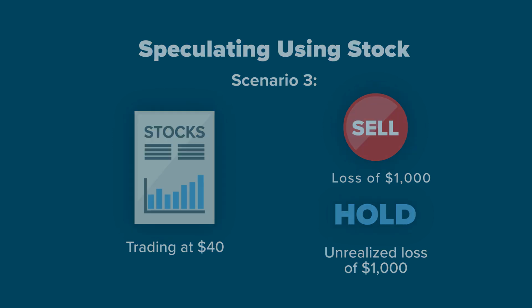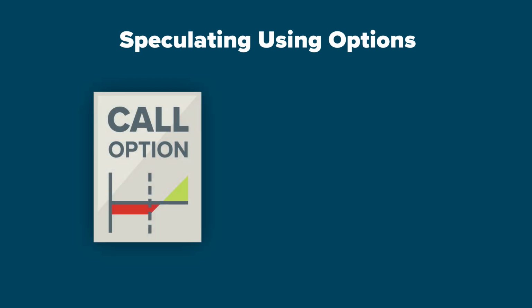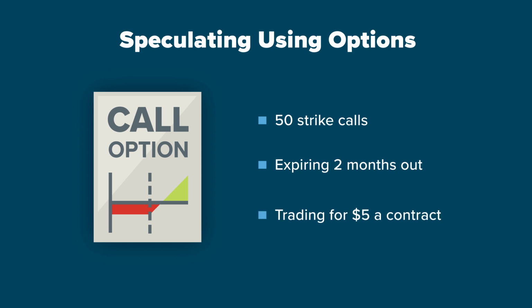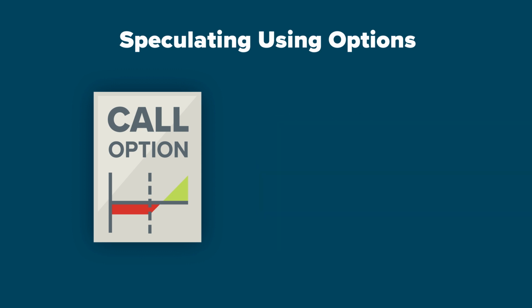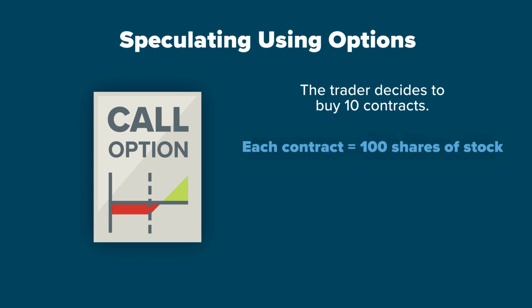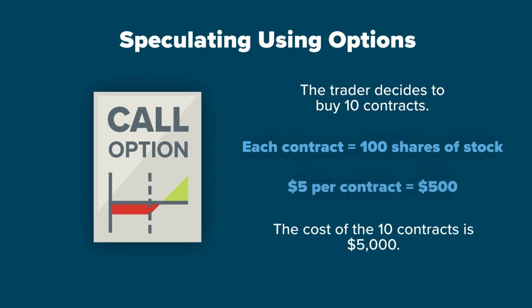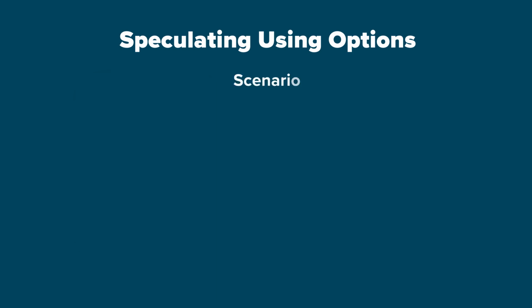Second, what happens when the trader uses options to speculate? Let's assume that the 50 strike calls expiring 2 months out are trading for $5 a contract. The trader decides to buy 10 contracts. Remember that each contract equals 100 shares of stock, so a $5 contract costs $500. The cost of the 10 contracts is $5,000. Scenario 1.